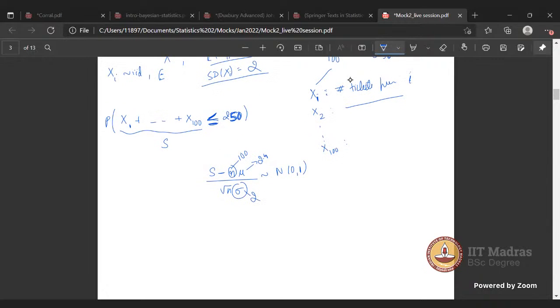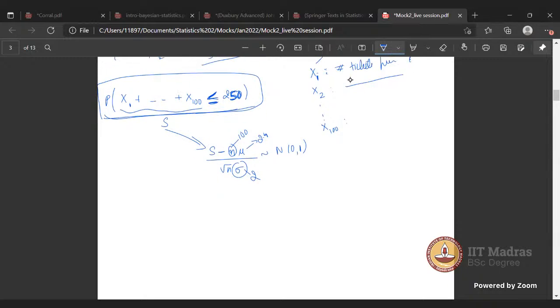Now if we bring this to the form S minus n mu upon sigma root n, then we have the probability that S minus 100 times 2.4, that is 240, divided by 2 root 100, that is 20, is less than or equal to 250 minus 240, that is 10. 10 by 20 is 1 upon 2.